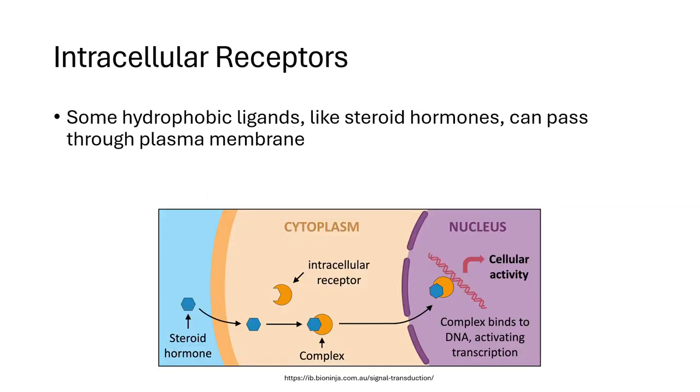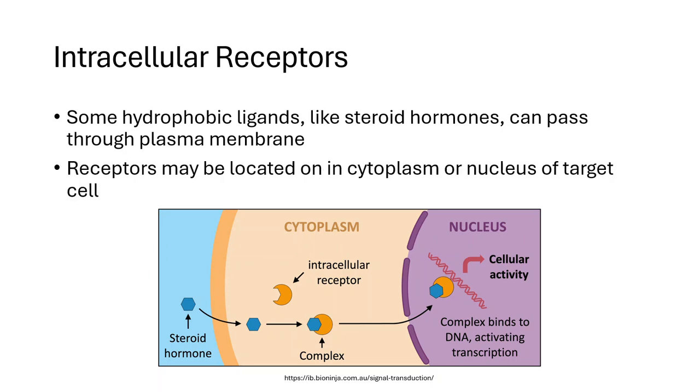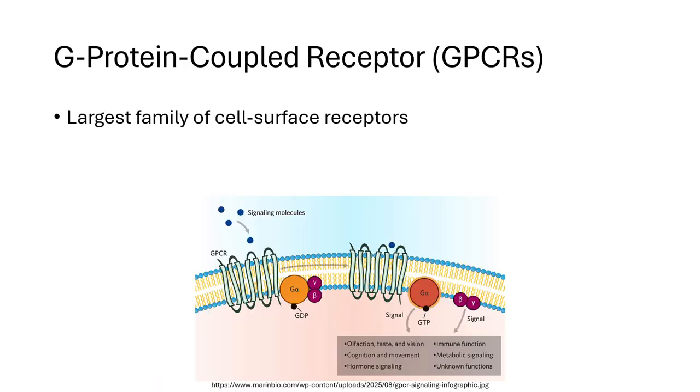We're not going to focus on the intracellular receptors very much. I just wanted to mention that if you have a hydrophobic ligand that is able to cross the cell membrane, so the plasma membrane is permeable to these molecules, very commonly these are steroid hormones. They can pass through the plasma membrane, and so their receptors can be inside of the cell. Some of them can even be inside the nucleus.